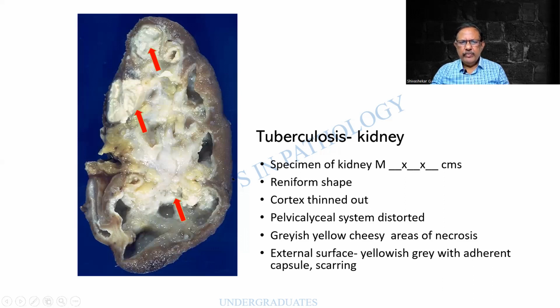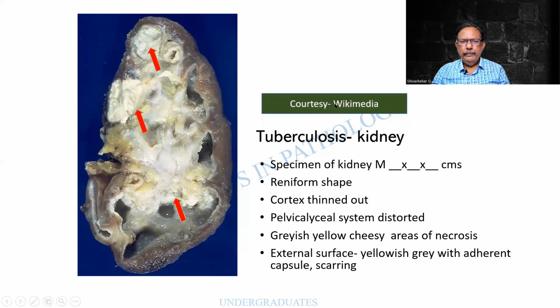The external surface, which is not shown here, will be yellowish gray with adherent capsule. Tuberculosis is a chronic process. It will be there for a long time. Therefore, there will be inflammation, there will be fibrosis. Fibrosis will cause adhesion of the capsule. There also will be thickening. I cannot see the underlying parenchyma. It has to be peeled off. So please do remember these things.